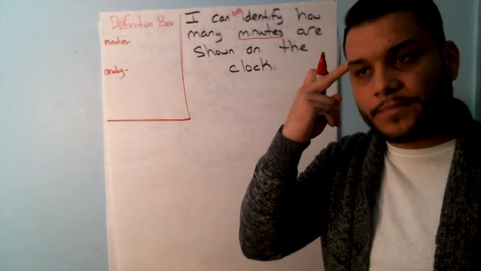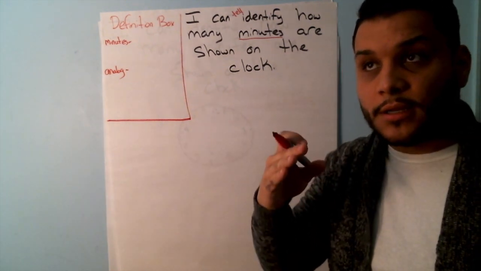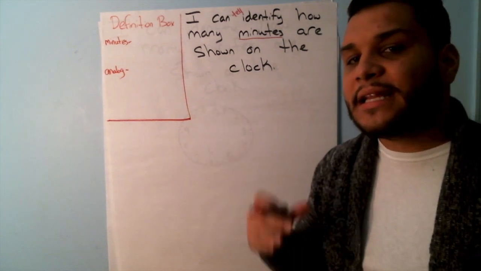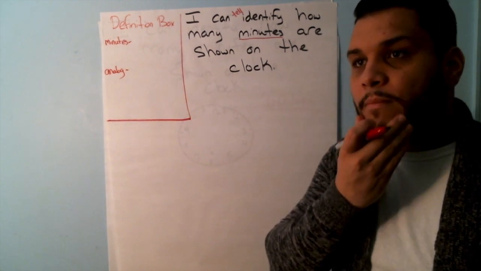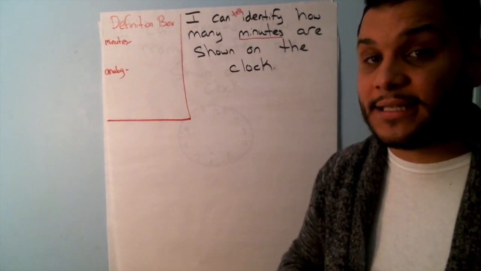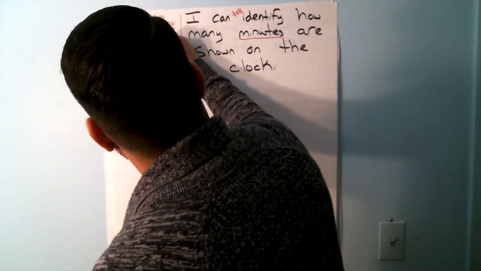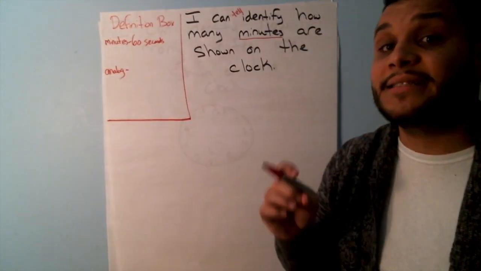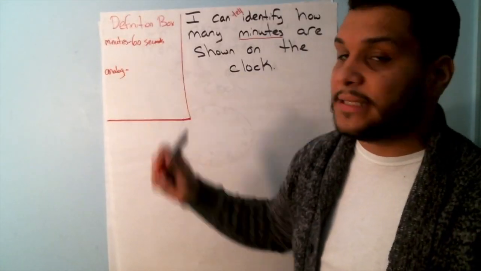Awesome job. So how would I define minutes? Well, let's think. How many seconds? Seconds go really fast. They go 1, 2, 3, 4, 5, 6, 7. How many seconds do I need in 1 minute? If you said 60, you are right. There are 60 seconds in a minute and 60 minutes in an hour. So there are 60 seconds in 1 minute.